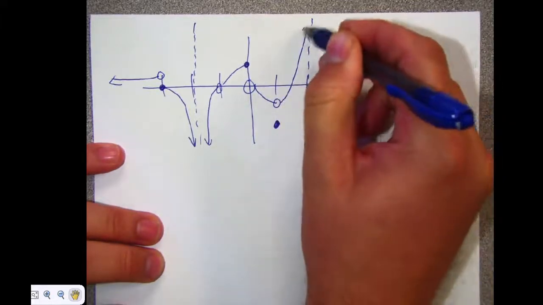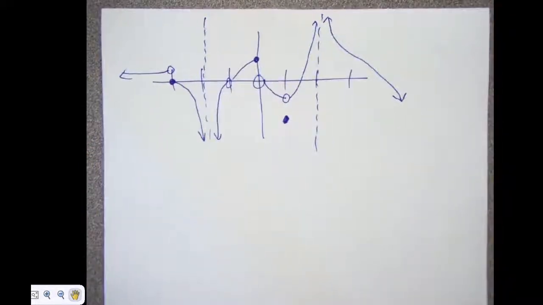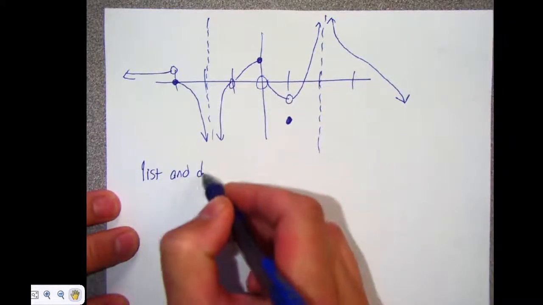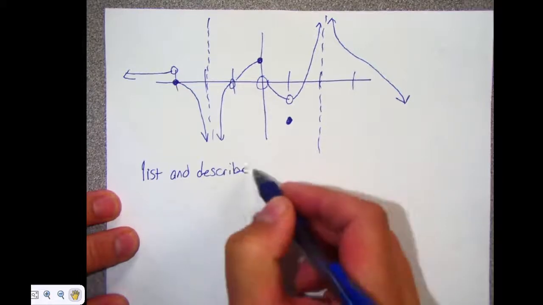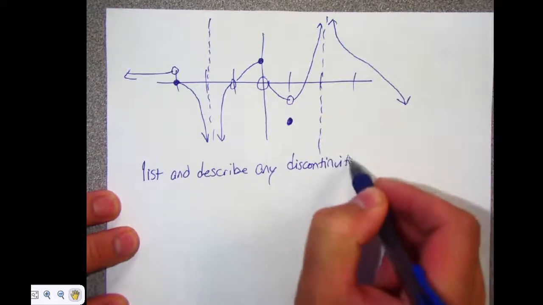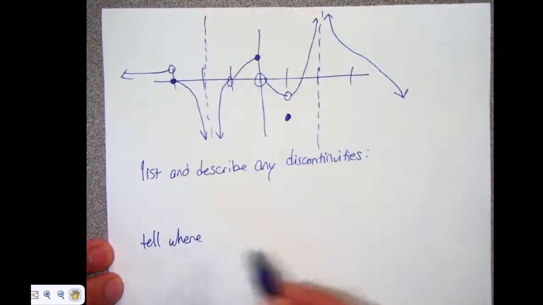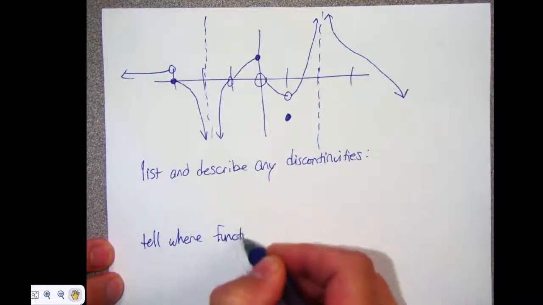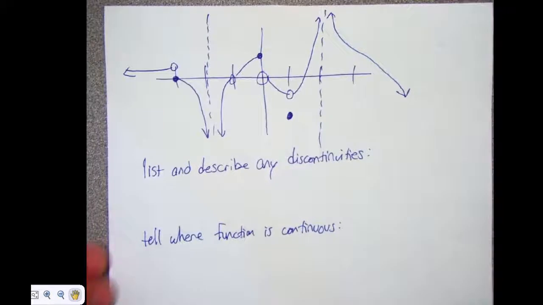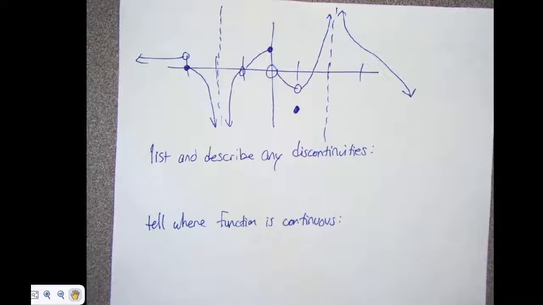So write this down. And then I'm going to say list and describe any discontinuities. I'm also going to say tell where the function is continuous. So this is what we did like Thursday. That was a long time ago.